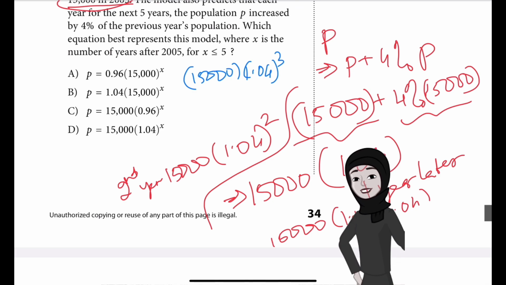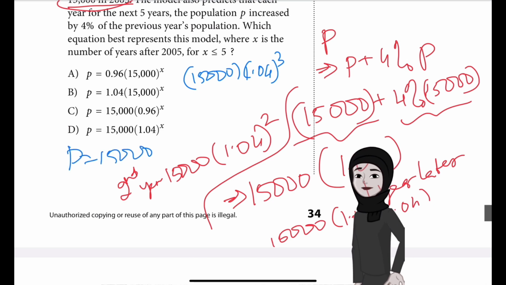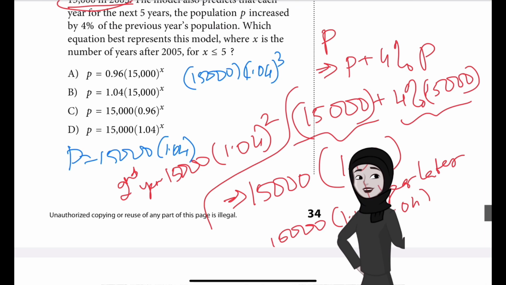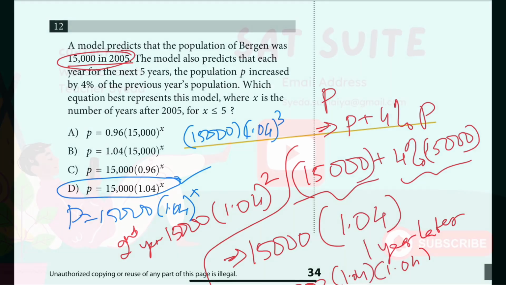So more generally, the predicted population P x years after 2005 can be represented by P is equal to 15,000 times 1.04 to the x, where x is the number of years for which we are calculating the population. This is matching to answer choice D. P is equal to 15,000 times 1.04 raised to the power of x. So that is the correct model for this one.